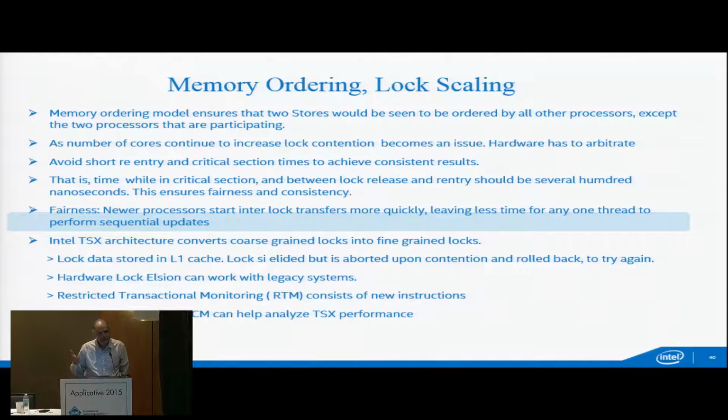As the number of cores increases, contention becomes an issue. I have a huge paper that I wrote some time back on lock scaling and lock analysis with Andy Clean. The point that we have realized is you can't keep polling constantly. If everybody polls everybody, performance is going to degrade because the ownership of the cache line keeps changing all the time. To say it in one line, avoid short re-entry, spend very little time in the critical section, and in between try to keep it at about several hundred nanoseconds.